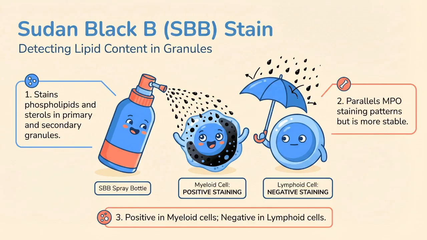Monocytes also exhibit SBB positivity, often with finer, more diffuse granules. Similar to MPO, lymphoid cells, including lymphoblasts, are consistently SBB negative. This makes SBB an equally valuable stain for distinguishing AML from ALL, especially in cases where MPO results might be equivocal. The presence of SBB positivity in blasts provides strong evidence for a myeloid lineage. Next, we'll explore nonspecific esterase, a stain with a different specificity.